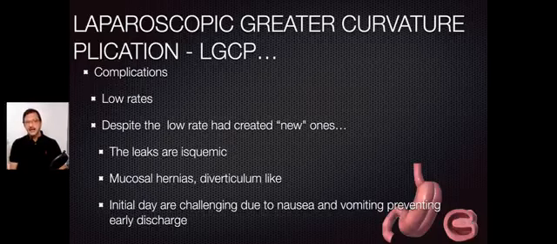In terms of complications, it has low rates, and despite the low rates, it created some new ones, like leaks. The leaks are ischemic: the increase of pressure and the taking down of the vessels cause ulcers and ischemia, and this pressure can lead to leaks. There are mucosal hernias in between the sutures, which have been described and look like a diverticulum. The initial days are really challenging, like with intragastric balloons, due to nausea and vomiting, and this prevents an early discharge. An advantage of this procedure is the low cost.